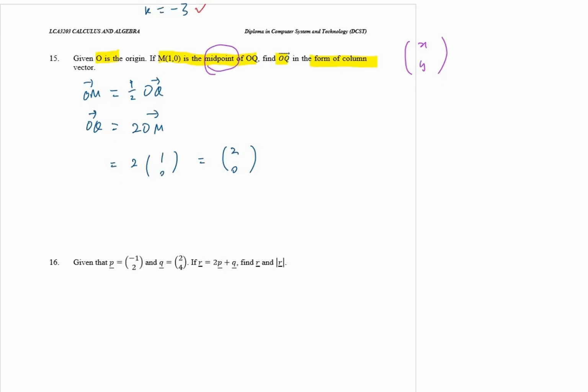Okay, so I want to find OQ. So therefore OQ is, I bring these two up, 2 OM, correct? M is given is 1 0, so OQ is 2OM, therefore it's 2 0. So this is your answer.